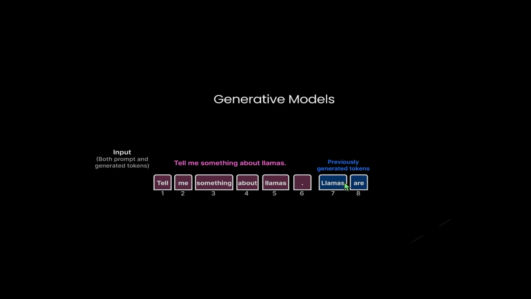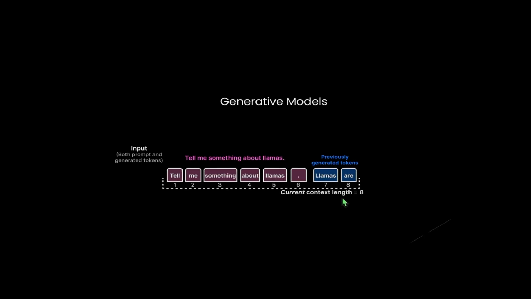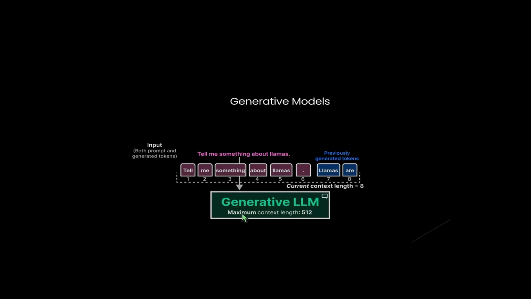For example, suppose you ask, "Tell me something about llama." This sentence contains 6 tokens. Now, imagine the model has already generated 2 tokens as part of its response. When it predicts the next word, it uses both the original prompt and the previously generated words as input. In this case, the total context length becomes 8 tokens. So, context length determines how much information the model can handle in one go.